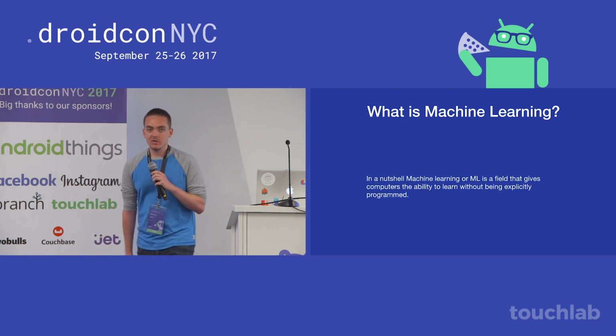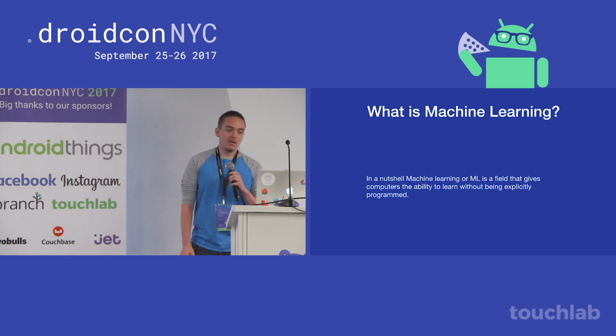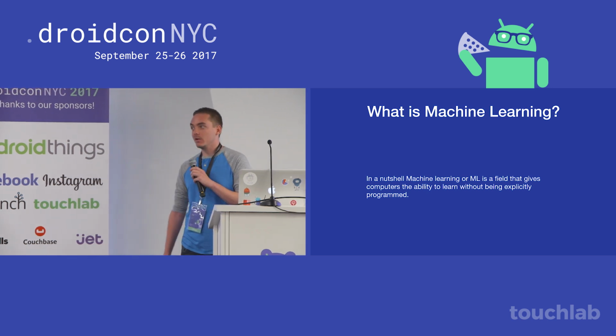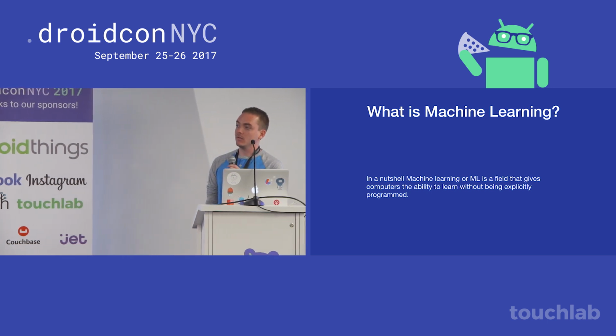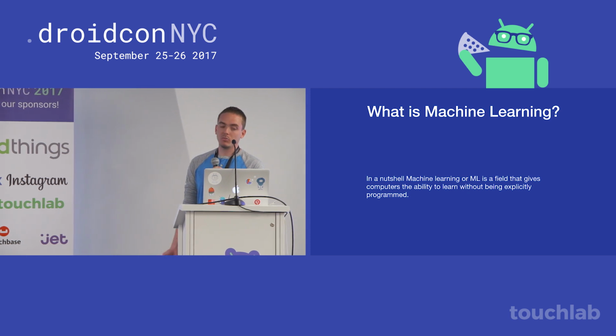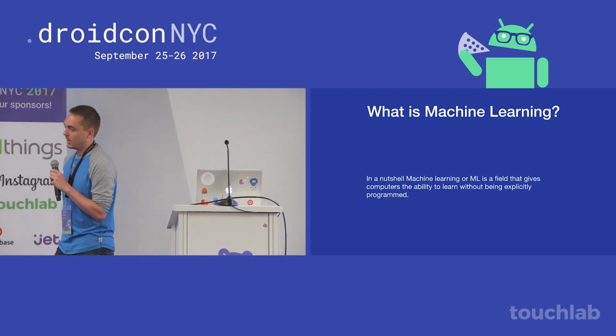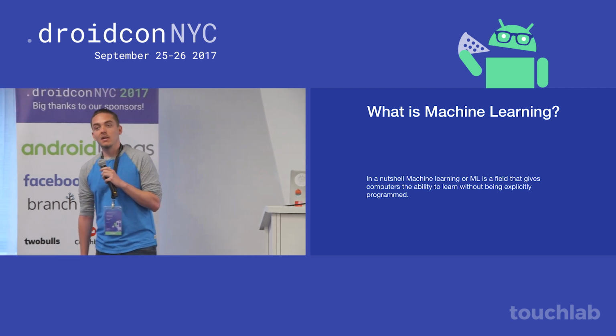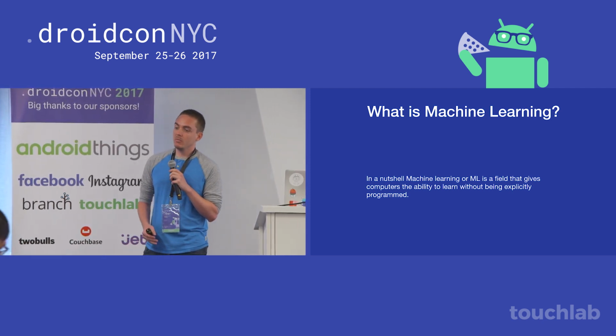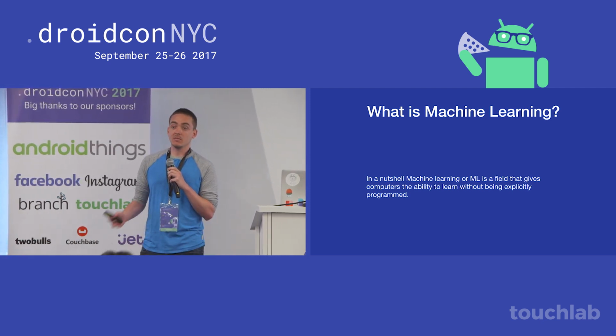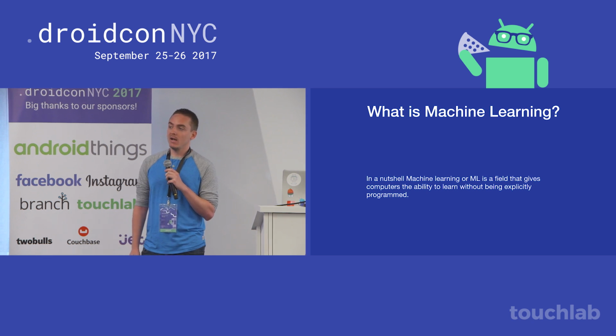So what is machine learning? In a nutshell, machine learning, or ML, is a field that gives computers the ability to learn without being explicitly programmed. If you think of an example, you could look at a translation service like Google Translate. Maybe you want to create a program that can translate from English to Spanish, and you might go buy an English to Spanish dictionary and do a one-to-one mapping of an English word to a Spanish word. That's not going to really work.